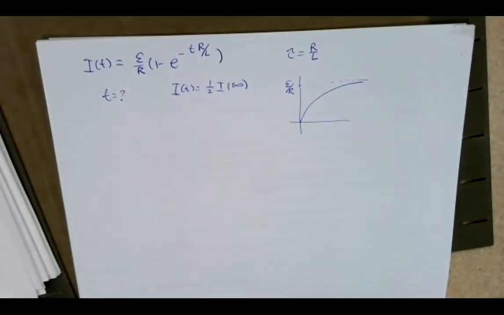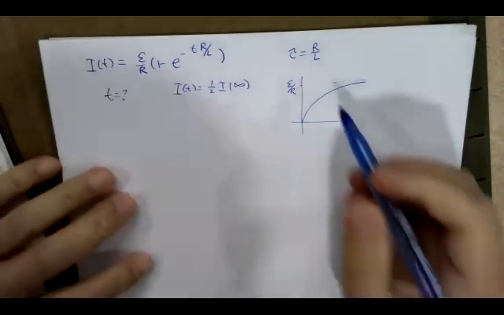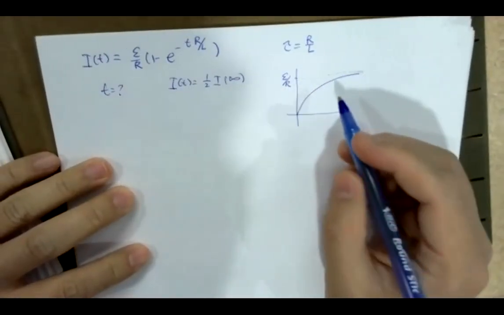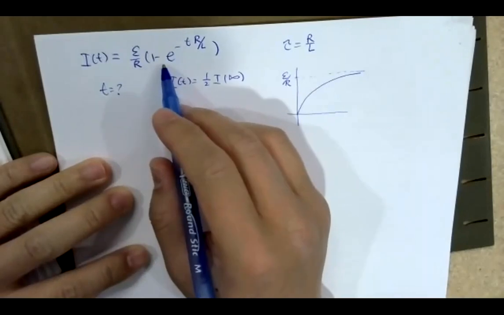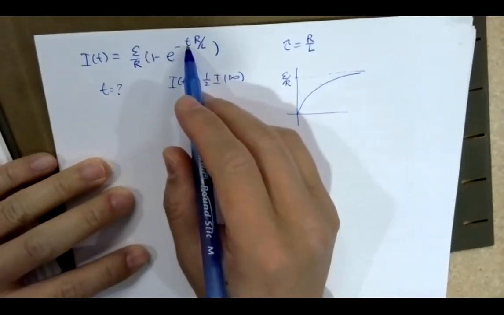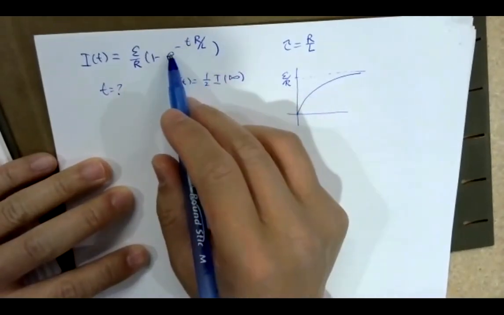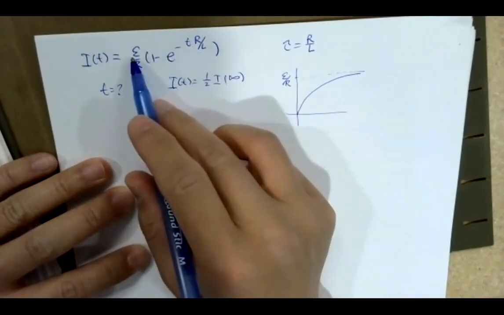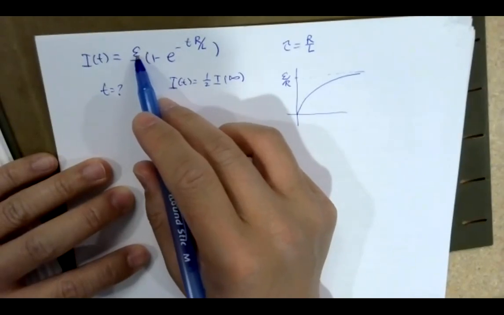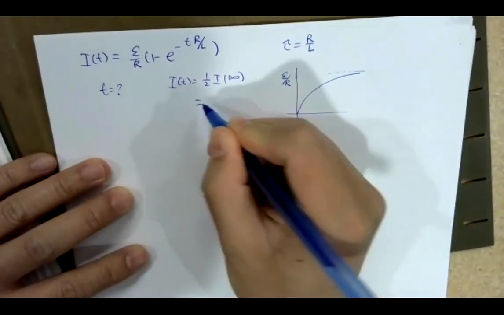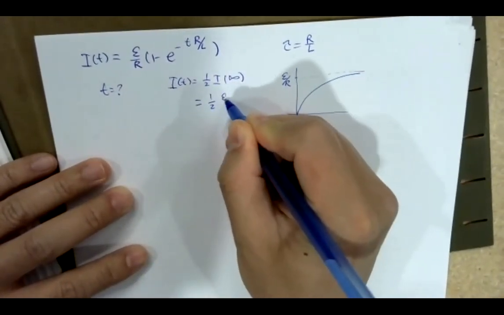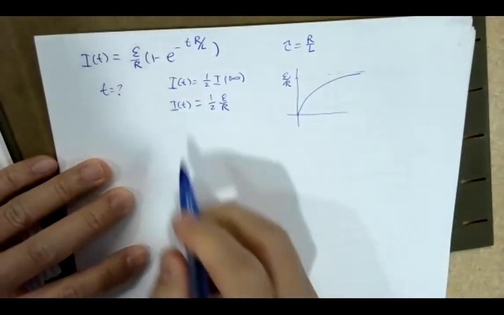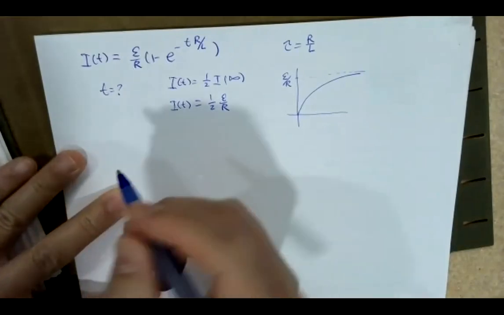Right, so let's take a look here. As I mentioned from the previous graph, you can see that will be the final current. Or you can see from the equation here. When your time is infinity, then this guy becomes 0. E to the minus infinity will be 0, right? So then final current will be epsilon over R. So that's equal to 1/2 of epsilon over R. So your I at time t is equal to that, and then what's t? That's what you're looking for.